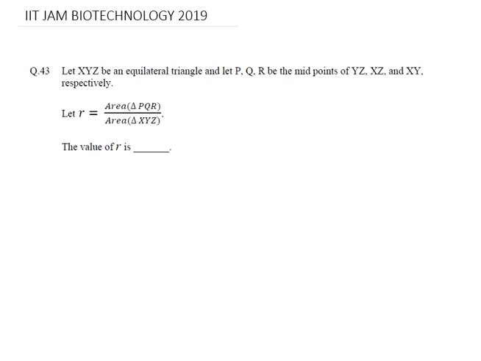Hello, today we are going to solve one question from IIT JAM 2019 Biotechnology paper. As we know that JAM is one of the most important examinations in our country for those students who want to join IITs to pursue their master degree courses.